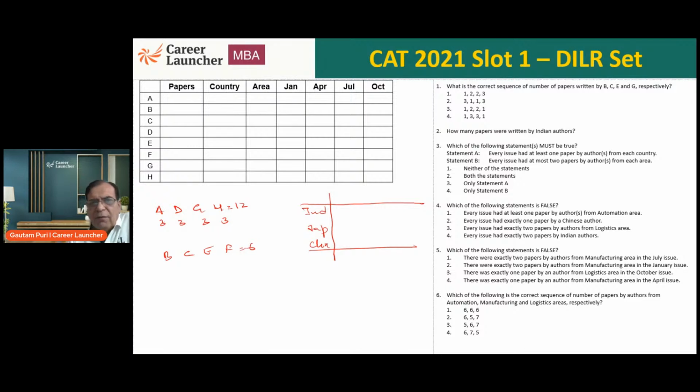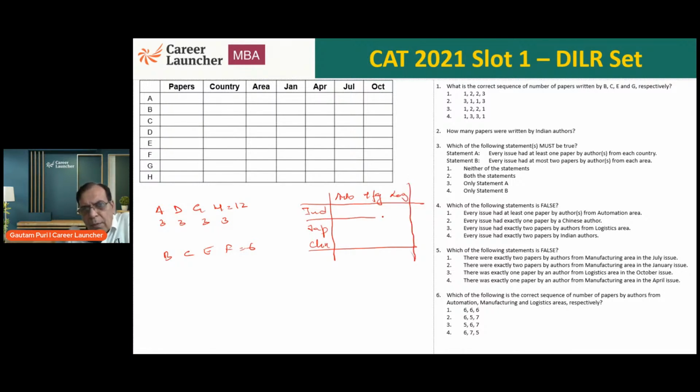The areas they have worked in are manufacturing, logistics, and automation. Let me write it down the way it is given here. Copy question number 6: manufacturing, automation, manufacturing, and logistics. So automation, manufacturing, and logistics.